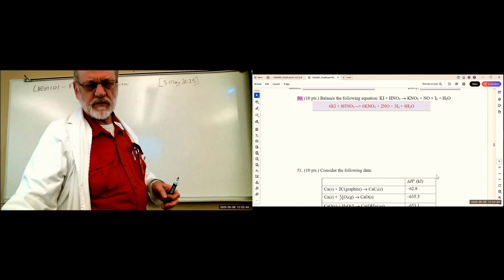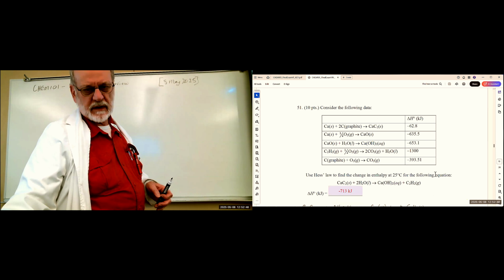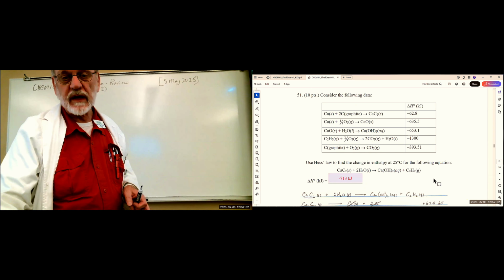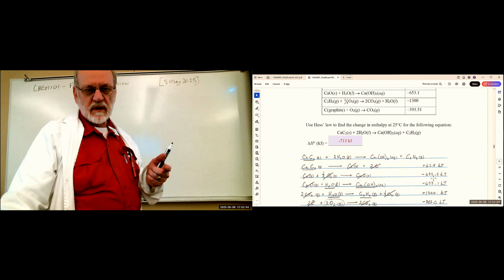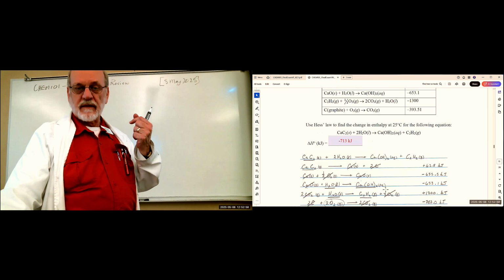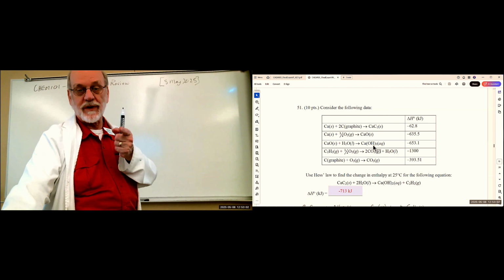Now, the one that was giving us trouble was, I think 51 gave us trouble. Yes, I remember 51 did give us trouble. Okay, here's the problem. Remember, we thought we had oxygens left over? That's because one of these equations was written incorrectly.